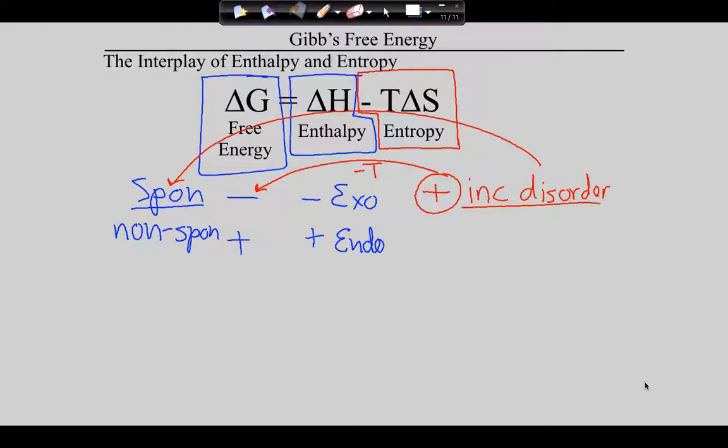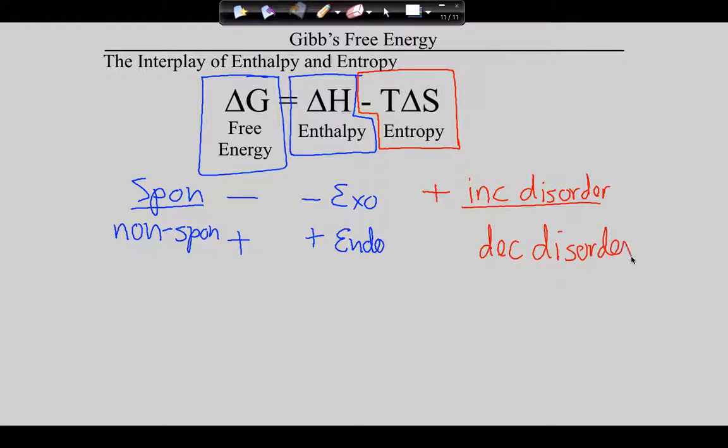Let me erase my arrows. Like so. And now, guys, let's go the other way. Let's talk about a decrease in disorder. So guys, if disorder is going down, what's the sign for delta S? Negative.